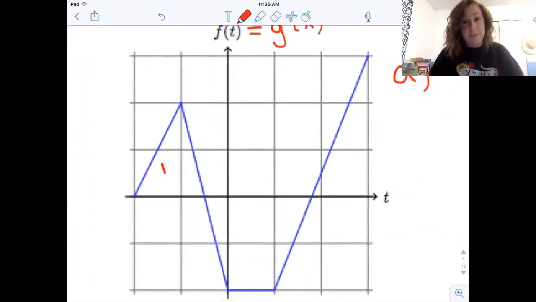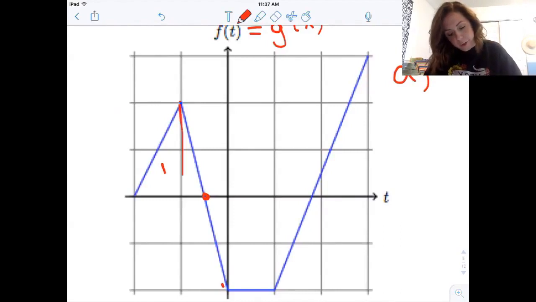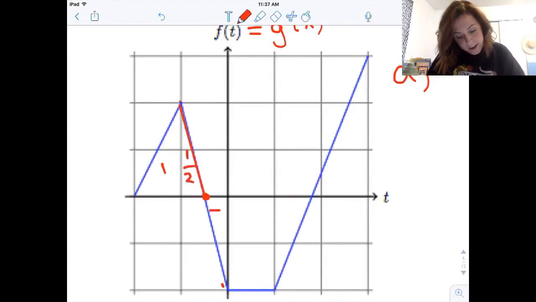Now, these are a little bit harder. You need to actually calculate where that crosses, which is at 1/2, and I can see that because it goes from here to here in one box. So this is going to be 1/2, 2 times 1/2. So this actually has an area of 1/2. This has an area of -1/2.